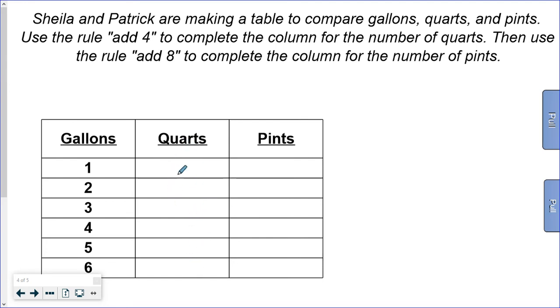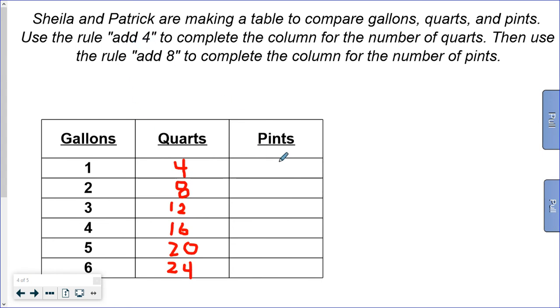So with the first quarts, I'm going to add 4. So 0 plus 4 is 4, and I'm going to add 4 every single time. So in 2 gallons, that'd be 8 quarts. And in 3 gallons, that's going to be 12 quarts. And then in 4 gallons, that's going to be 16 quarts. And then in 5 gallons, that's going to be 20 quarts. And then in 6 gallons, that's going to be 24 quarts. So all I did here was I used this rule, add 4 every single time.